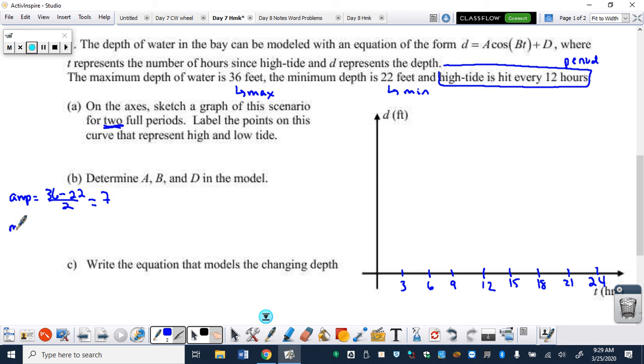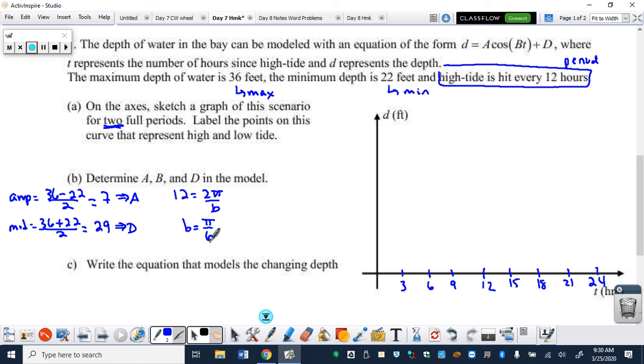I'm sorry, the midline is going to be the plus. 36 plus 22 divided by 2. That will be 58 divided by 2, and that'll be the 29. So 7 is the value for A. 29 is the value for D. To find the value of B, we're going to use the fact that 12 hours is the period. We'll set that equal to 2 pi divided by B. Cross multiply, and we get B is equal to pi over 6, which is the same thing we got in the classwork video that we just did.